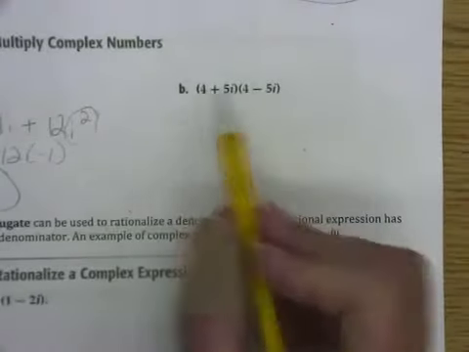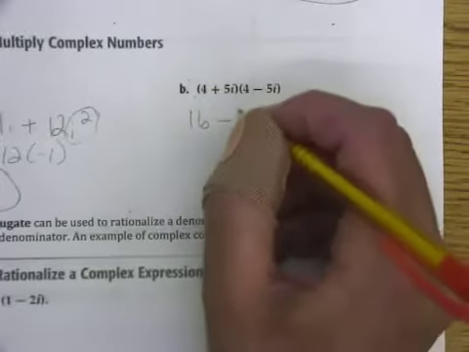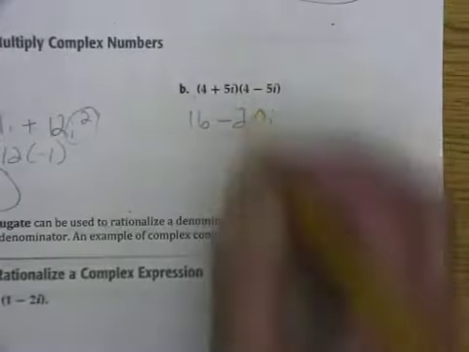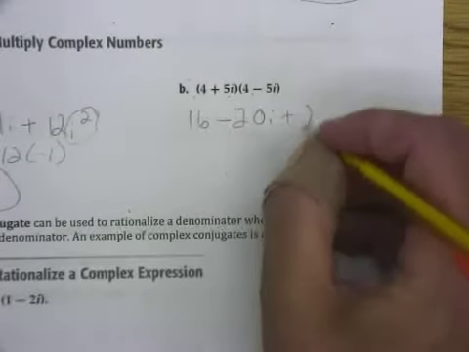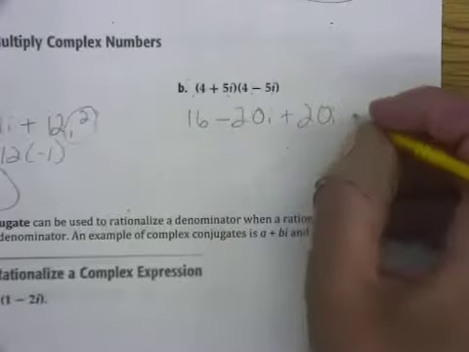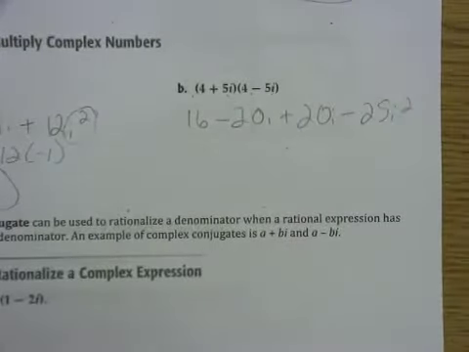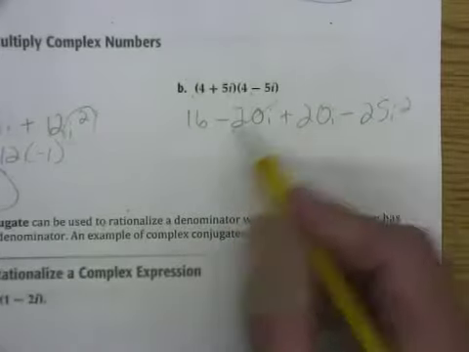Same idea here. 4 times 4 is 16. 4 times negative 5i is negative 20i. 5i times 4 is positive 20i. And 5i times negative 5i is negative 25i squared. So a great thing happens here.